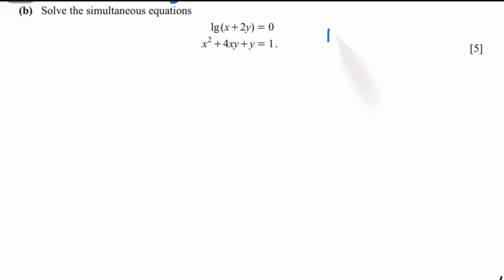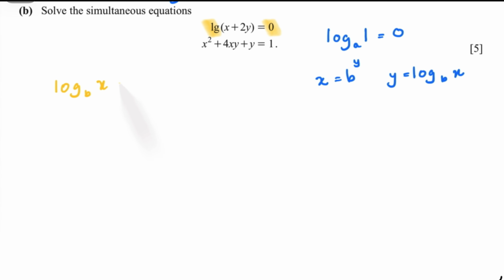Question B, this question combines log and quadratic in simultaneous equations. First, you need to know that log base a of 1 will be equal to 0. When x is equal to b to the power of y, we can rewrite it as y equal to log base b of x, and it's in the log form. So let's rewrite it. Log base b of x is equal to y, and our x here will be the whole thing in the bracket. Let's rewrite: x plus 2y equal to 10 to the power of 0, that is 1. Rewrite that: x plus 2y equal to 1.